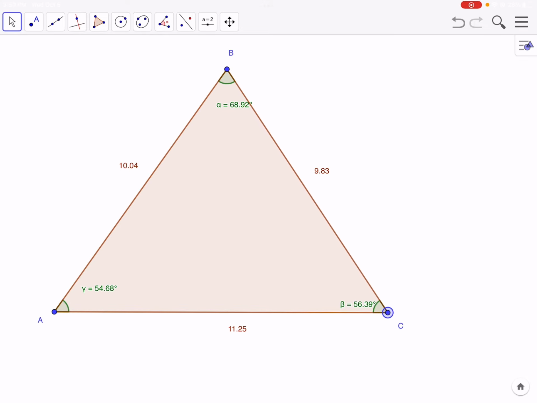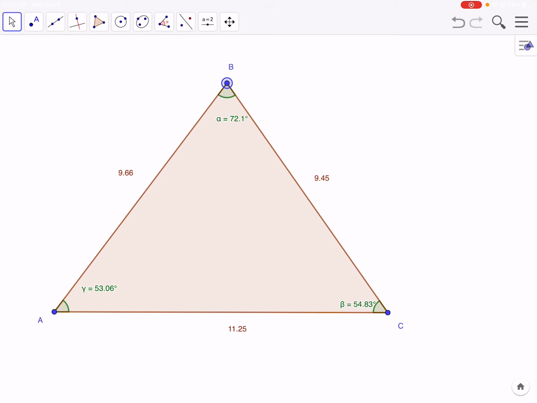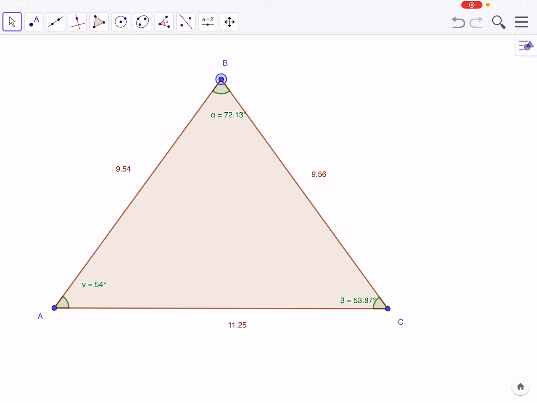So what would happen if I try to get this to the point where two of the sides are the same? I'm not going to be able to do it perfectly, but I can sure get it close. Maybe. Something like that. That's as close as I can get it. But look, I have 9.54 and I have 9.56. Let's pretend that they're exactly the same. Look at these angles. 53.87 and 54. If my sides were exactly the same, I promise you those angles would be exactly the same.